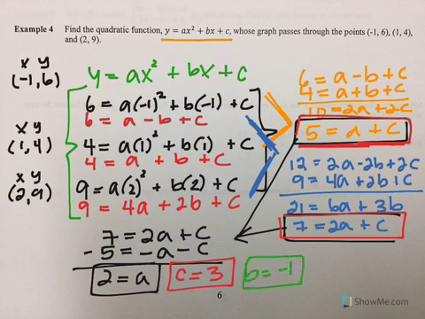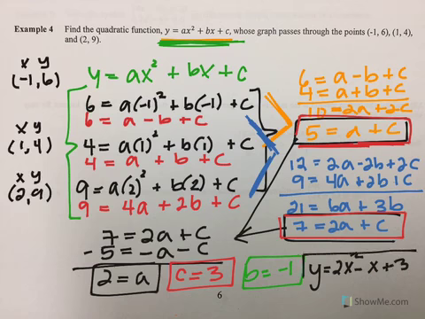Now that's not the answer, because it said to find the equation. So now I want to write my equation using a, b, and c. I get 2 for a, so that's 2x squared. -1 for b, so that's minus x, and 3 for c, so that's plus 3. And that's my equation right there.